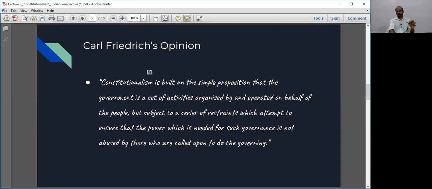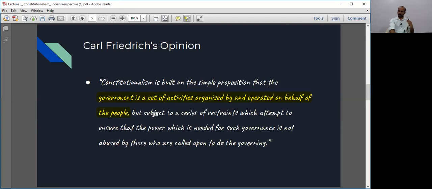In this particular quote, if you look very clearly, the key idea or the key words here are that government is a set of activities organized by and operated on behalf of the people. Okay, so again, the emphasis is not on the constitution, rather it is on establishing a kind of setup where people have more say, right? And this is possible only when there are certain restrictions imposed on the governing body, so that they do not grow despotic, or they do not have unlimited access to the power, right?